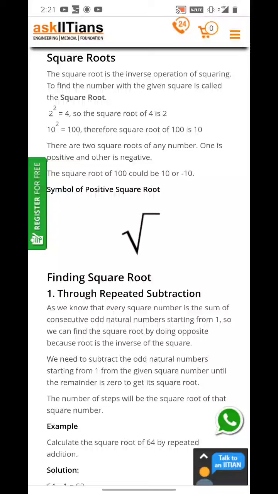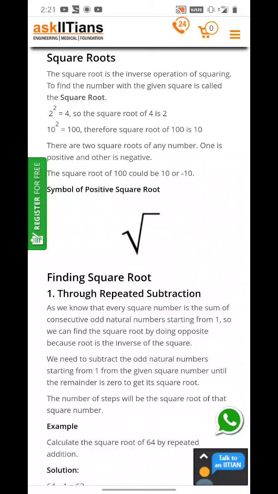For example, 100. So is there any number? 10 multiplied by 10, 9 multiplied by 9 is 81. It is important that we multiply the same number with itself. We cannot multiply 9 by 7 or 9 by 6. Either we multiply 6 by 6 or 9 by 9. In the same pattern, 10 multiplied by 10 is equal to 100. In the same way, 121 is the square of which number? 11 into 11. So the square root of 121 is 11.